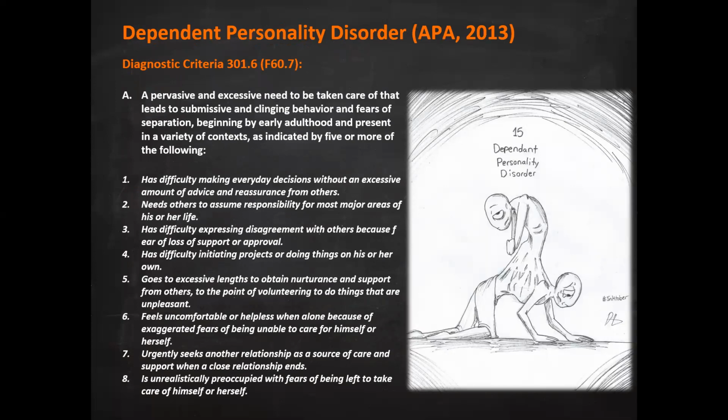Dependent personality disorder, DPD, is characterized by pervasive excessive need to be taken care of that leads to submissive and clinging behavior and fears of separation. This set of behavior starts in early adulthood and is experienced in a number of settings. The person with DPD experiences great difficulties in making basic decisions such as what to wear, what to eat, and needs strong direction and reassurance from others.